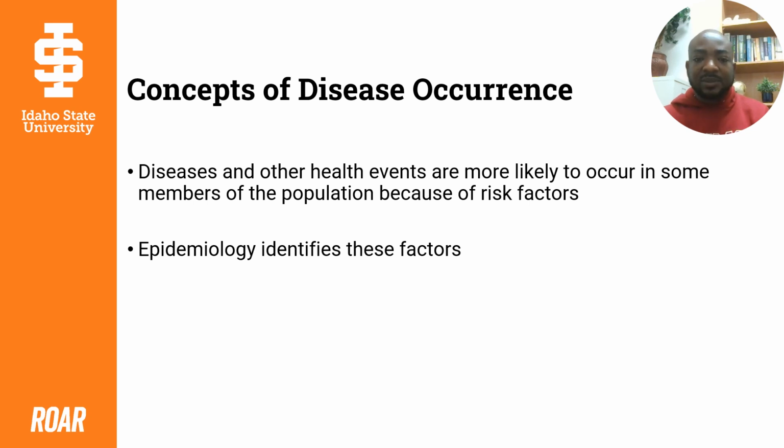So we look at concepts of disease occurrence. A critical premise of epidemiology is that disease and other health events do not occur randomly in a population, but are more likely to occur in some members of the population than others because of risk factors that may not be distributed randomly in the population. As noted earlier, one important use of epidemiology is to identify the factors that place some members of the population at greater risk than others.